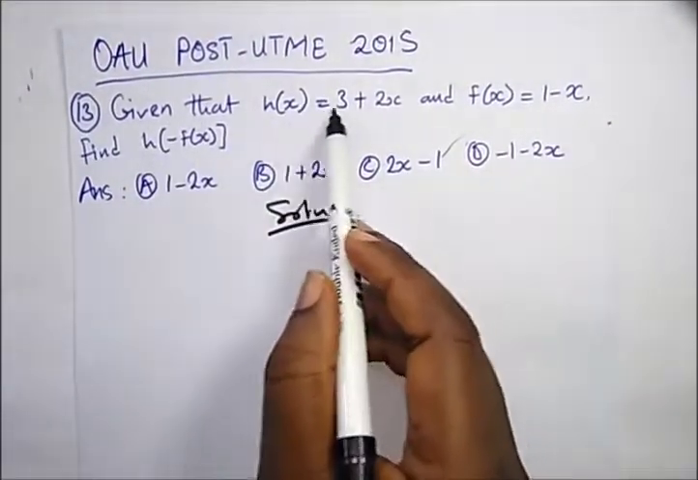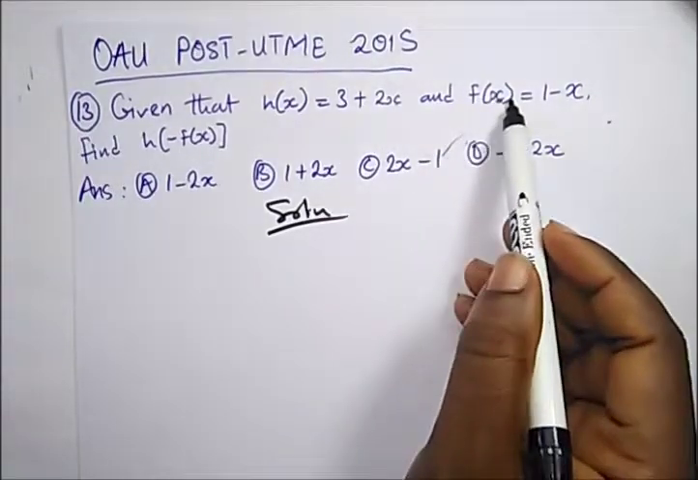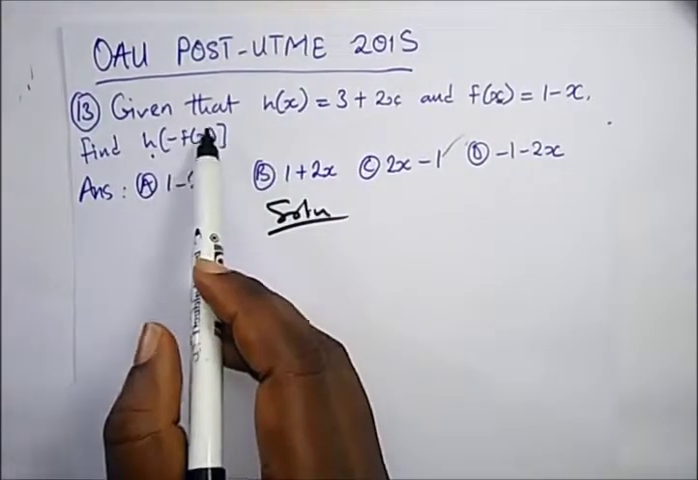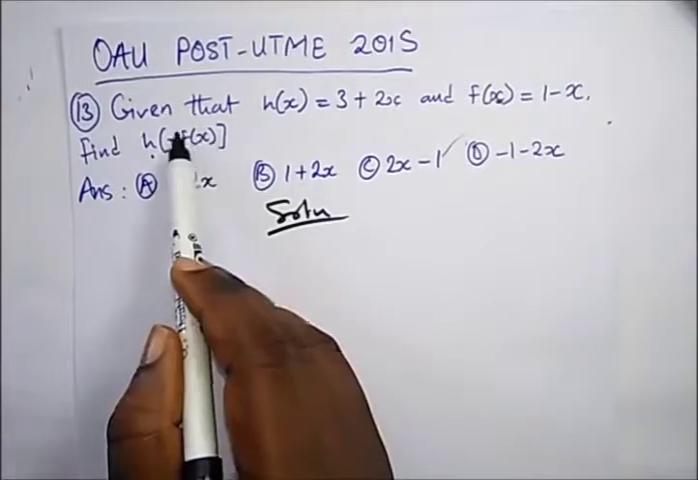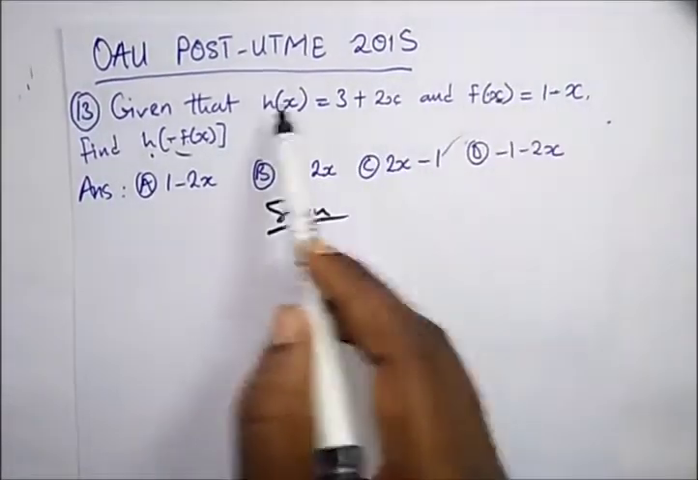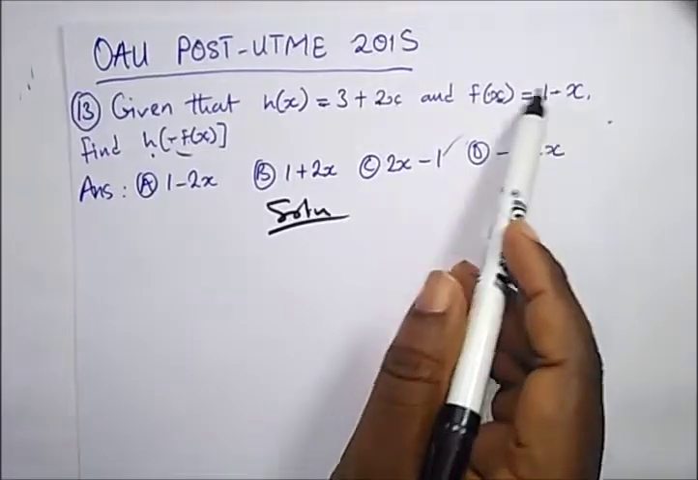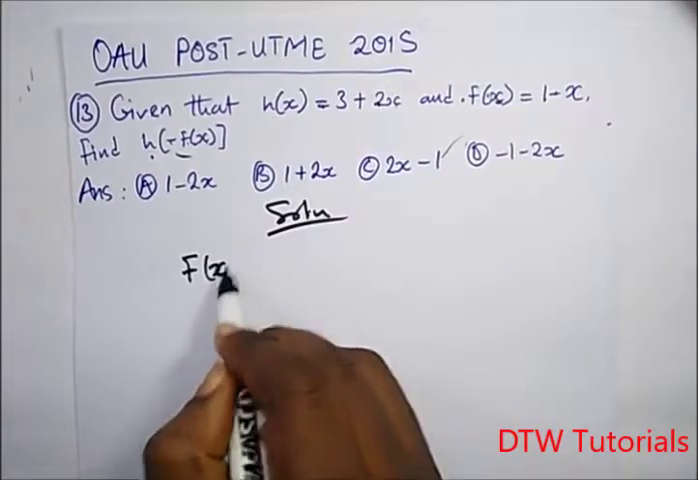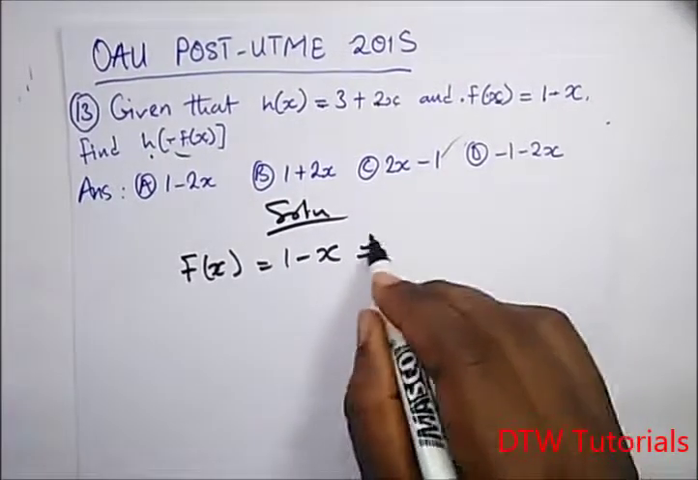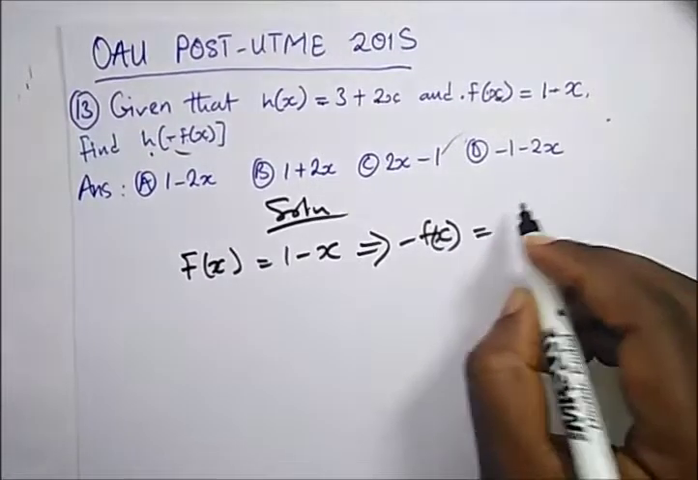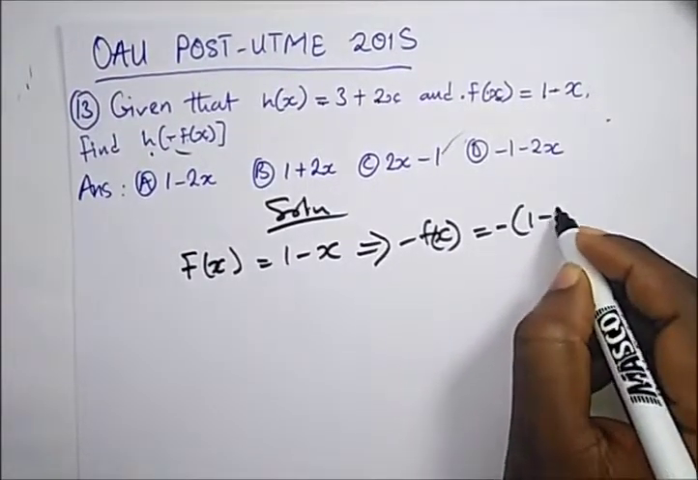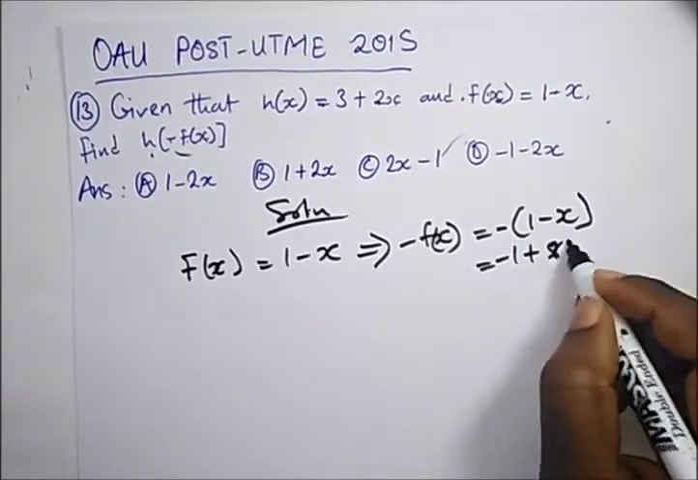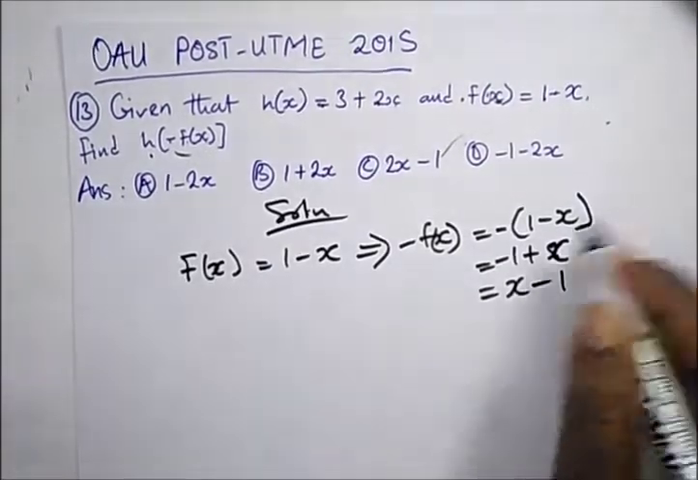So he said, given that h(x) is equal to 3 plus 2x and f(x) is equal to 1 minus x, find this. So it means you are going to put in the value of x as minus f(x). Okay, putting the value of x in h(x) as minus of 1 minus x. So here we have f(x) is equal to 1 minus x. So what will be minus f(x)? It is saying that we multiply this by minus, so we have minus 1 plus x, so here we're going to have x minus 1, rearranging it.